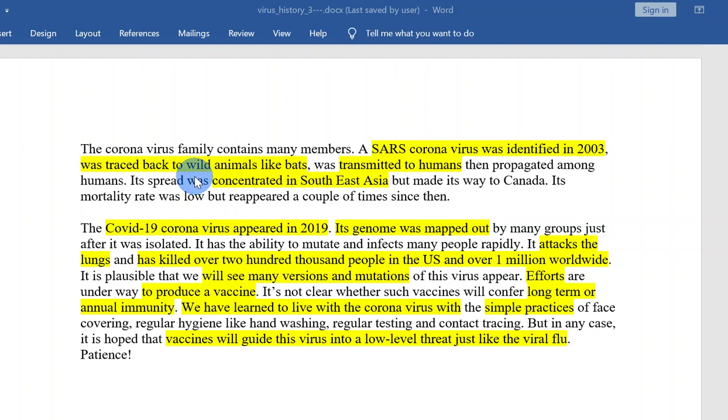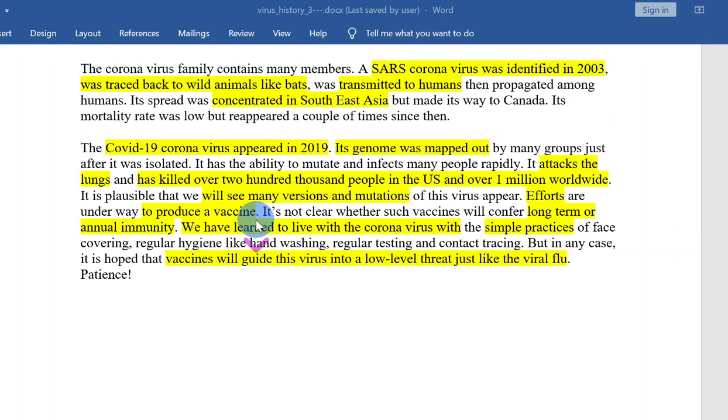The coronavirus family contains many members. The SARS coronavirus was identified in 2003, was traced back to wild animals like bats, was transmitted to humans, then propagated among humans. Its spread was concentrated in Southeast Asia, but made its way to Canada. Its mortality rate was low, but it reappeared a couple of times since then.